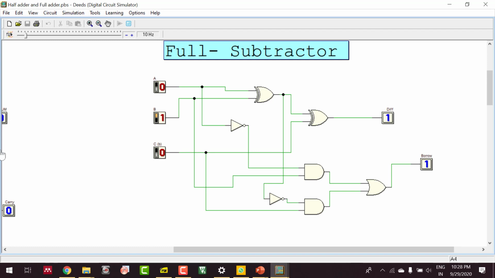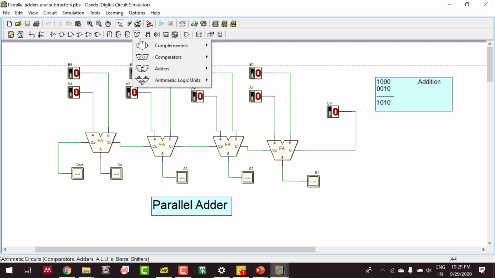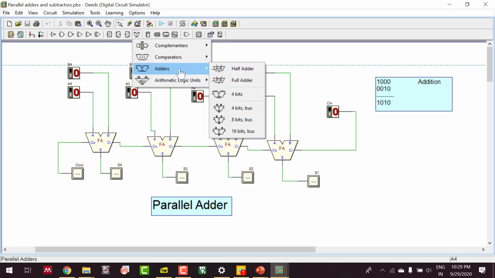I am going to show you a parallel adder and parallel subtractor in a moment. In order to construct a parallel adder, you are supposed to take the full adder circuit. To find the full adder element, go to the V-shape symbol here where you can see the arithmetic units or arithmetic circuits. Here you can see the complementers, comparators and adders. You take the adder; you can have a 4-bit adder, half adder, full adder. So you choose the full adder here.